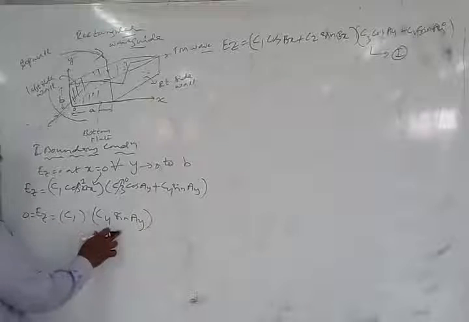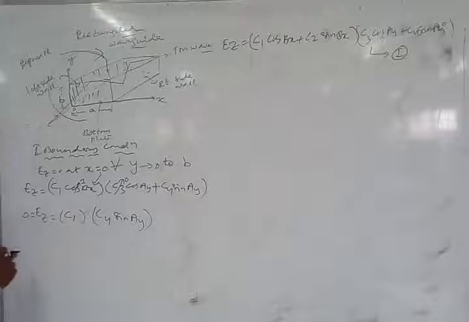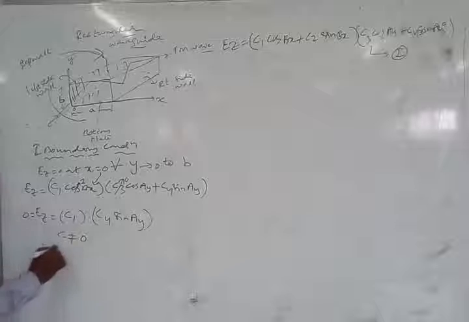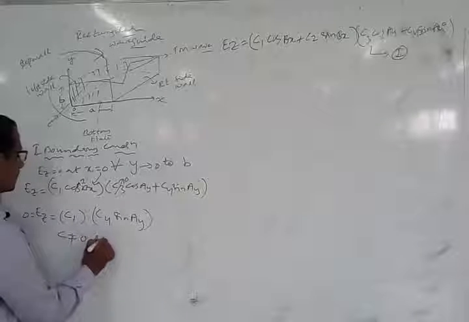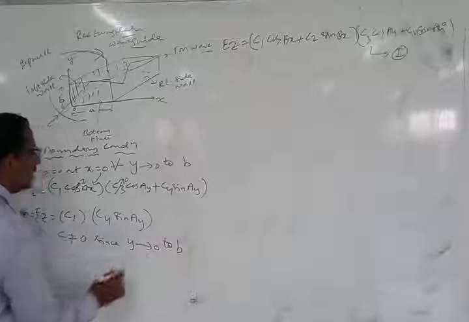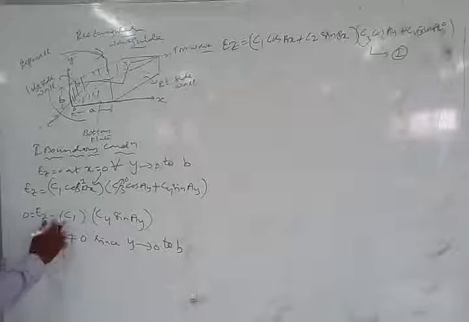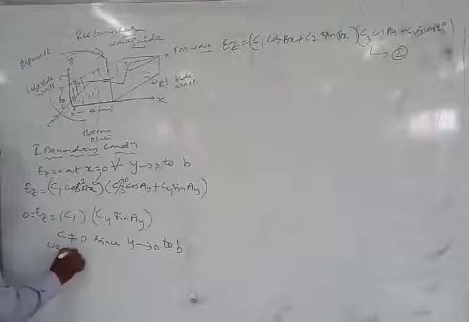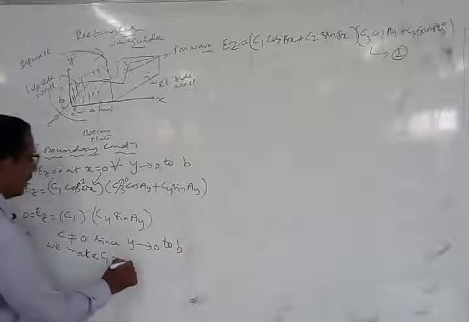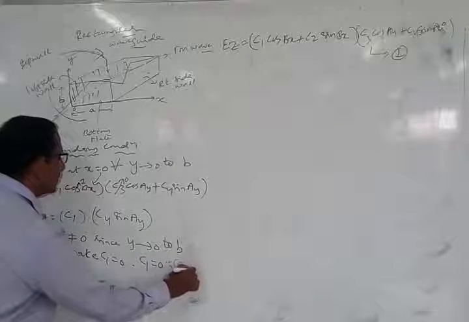Now in this equation, which one can be made equal to 0? C4 can be made equal to 0, or C1 is made equal to 0? C4 cannot be made equal to 0, because y is varying from 0 to b. Since y is varying, C4 cannot be made equal to 0, and hence we make C1 equal to 0. So finally, what are the values we have? C1 is equal to 0 and C3 is equal to 0.